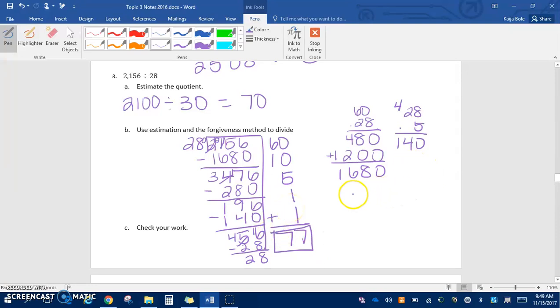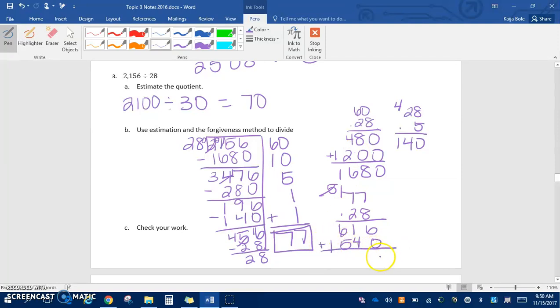And then to check that, we will do 77 times 28. 7 times 8 is 56. Carry the 5. 7 times 8 is 56. Plus 5 is 61. Put the 0 in the placeholder. 2 times 7 is 14. Cross off the 5, put the 1. 2 times 7 is 14, plus 1 is 15.